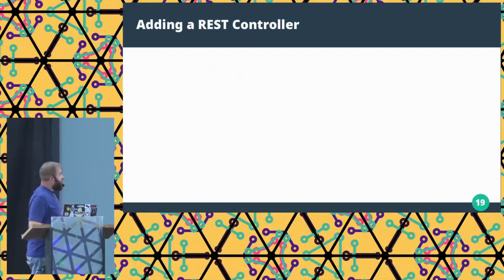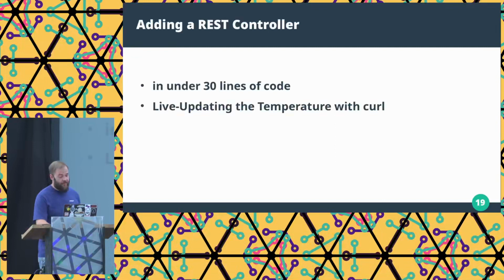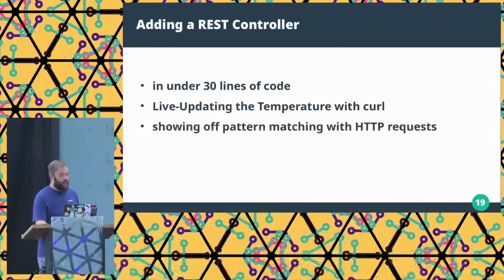So the last example, for the live coding part, is adding a REST controller. In under 30 lines of code, live updating the template that we just saw in the browser, and we're doing it with curl. So you could do it from an Arduino or whatever you want to have there. Just a simple HTTP client is enough. And the thing will show off pattern matching with HTTP requests.